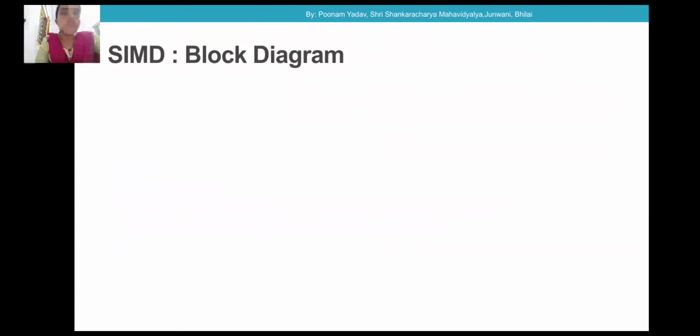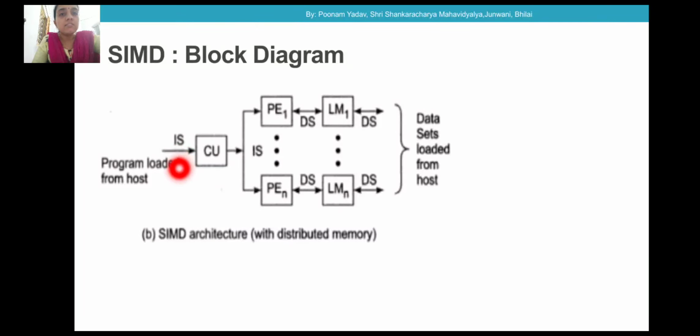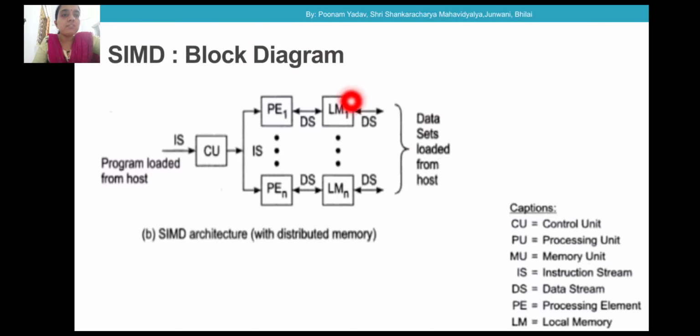Now we will see the block diagram of SIMD. Here you can see one instruction stream connected to the CU. Then the CU provides the instruction to all the processing elements, and these processing elements are connected with the local memory. These are the data sets working on it. Now you can see PE1 up to PEN, so n data sets are connected with the single instruction stream. Here LM means local memory, PE means processing element.